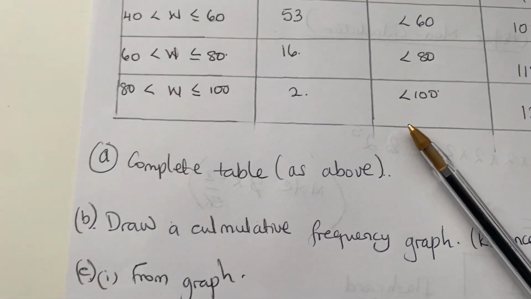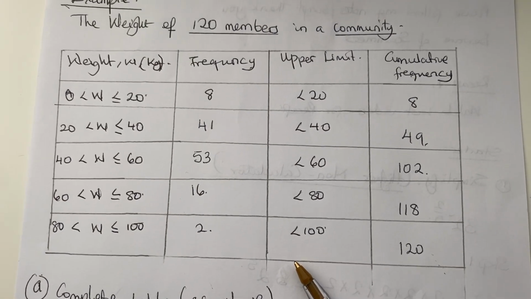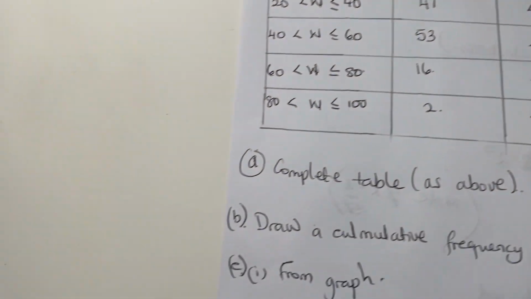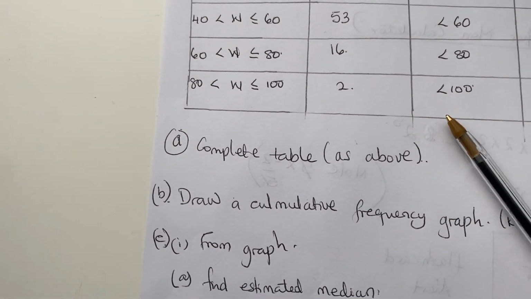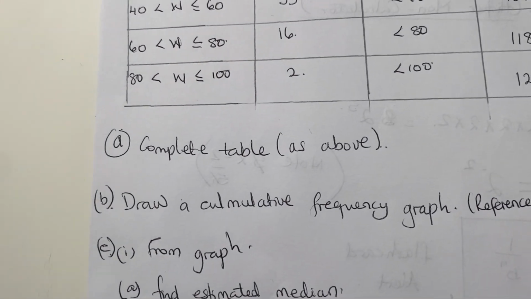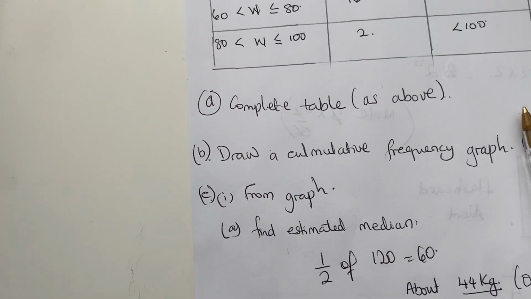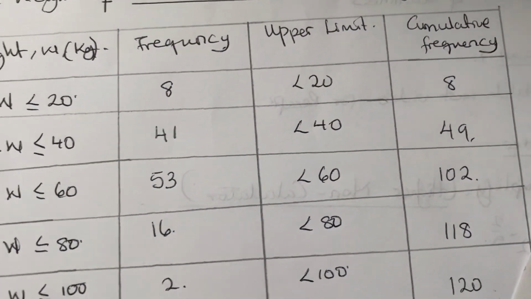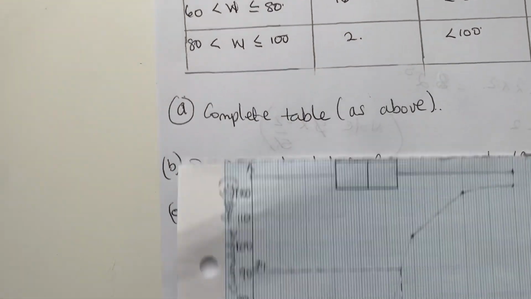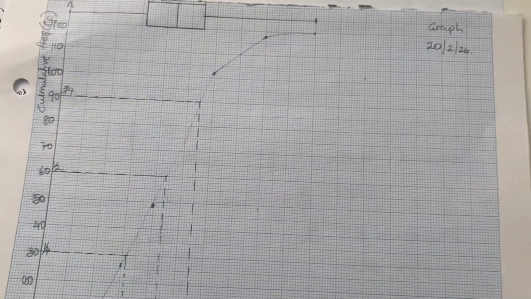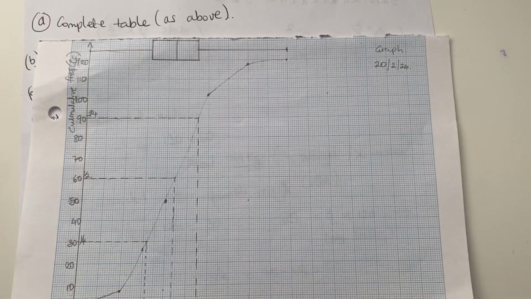complete the table. So I've done the table. Here is my table. Okay, so I've done the first part and I've just talked you through. Draw a cumulative frequency graph. Okay, so with the upper limit, these two last columns here and there, I drew a cumulative frequency graph. Okay, this is what I got. I'll show you. I hope you can see it.